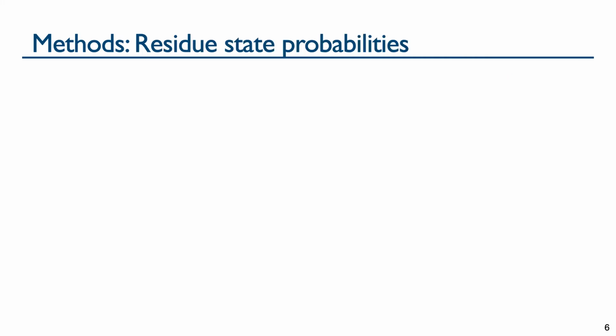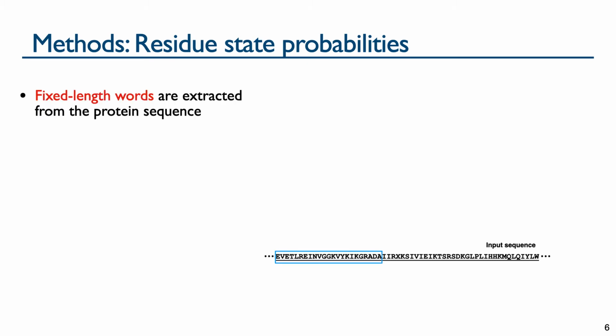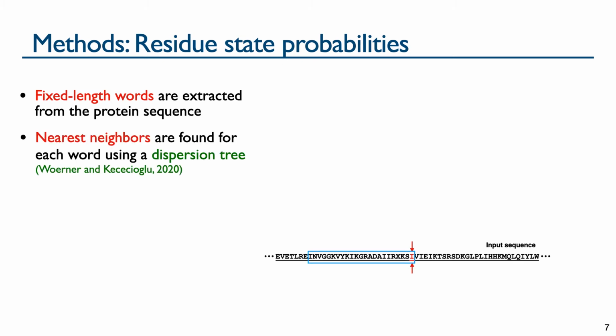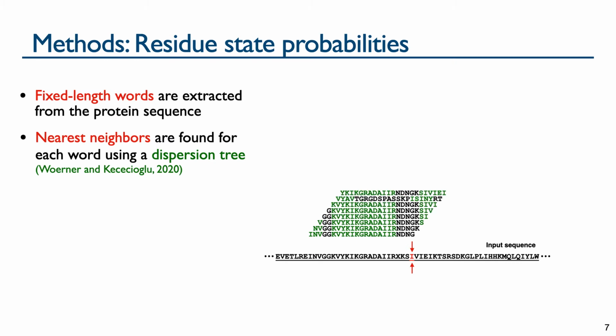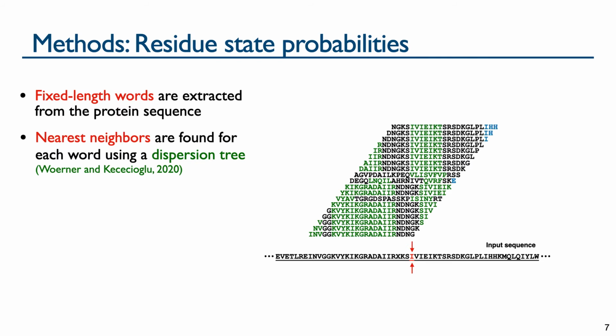To get residue state probabilities, we use the following procedure. Given an input protein sequence, we extract fixed-length words at every position, where here each colored box represents a different fixed-length word. To obtain state probabilities for the residue highlighted in red, for each word that contains this residue, we find nearest neighbors from our template database using the dispersion tree data structure. This animation shows the template words that cover the highlighted residue.